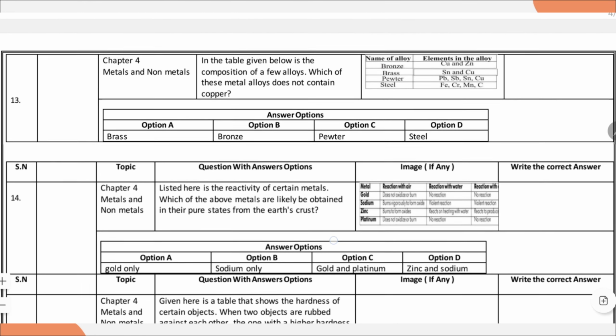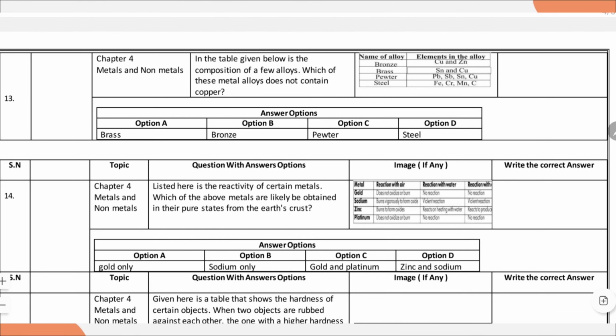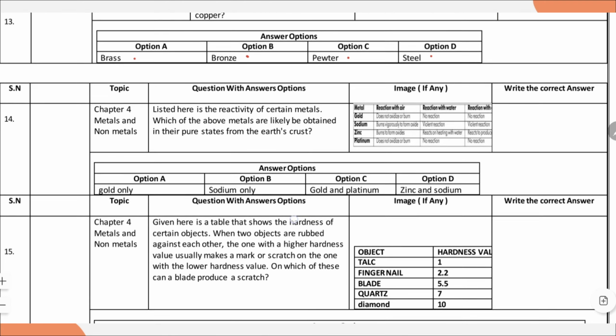Next question is from Metals and Non-metals. In the given table below is the composition of a few alloys. Which of these metal alloys does not contain copper? So your options are brass, bronze, pewter and steel. So you need to watch this table and, based on that, answer.